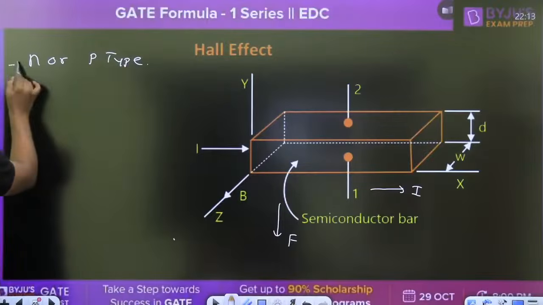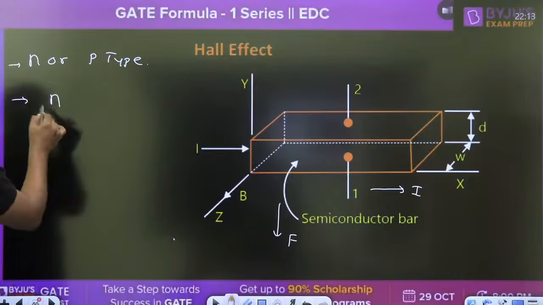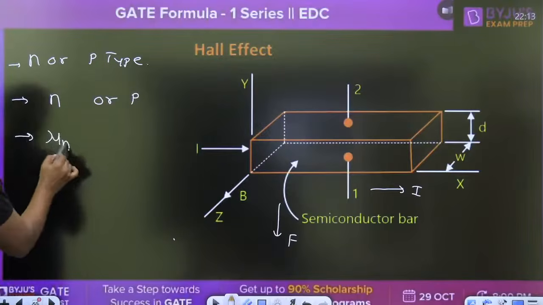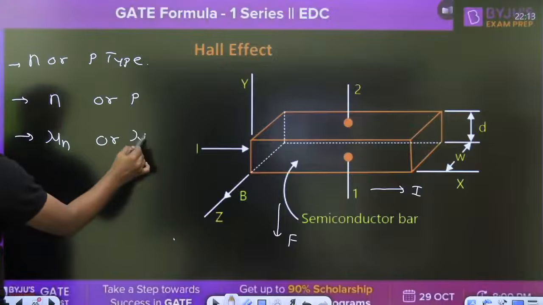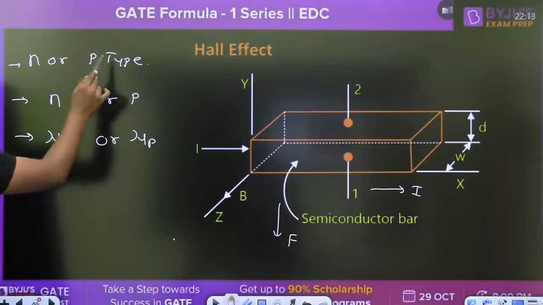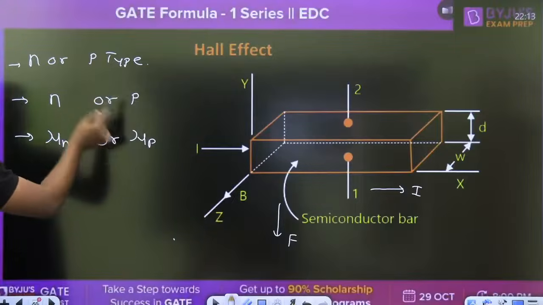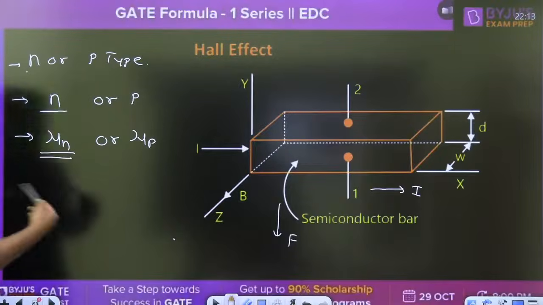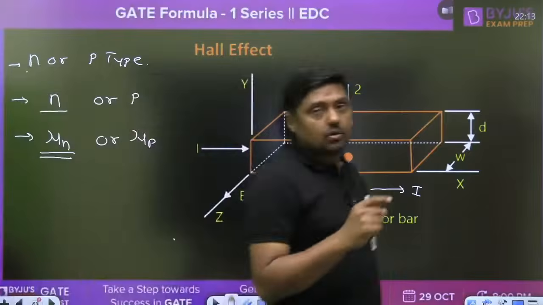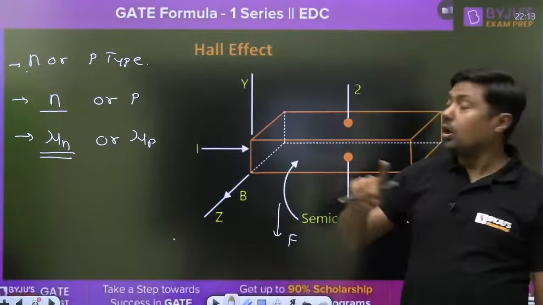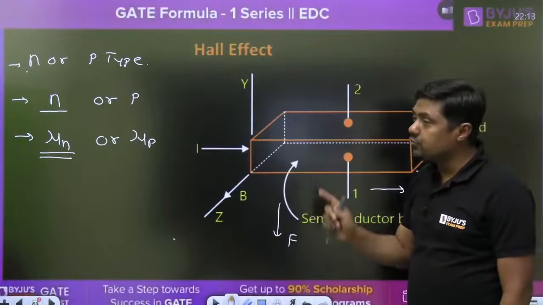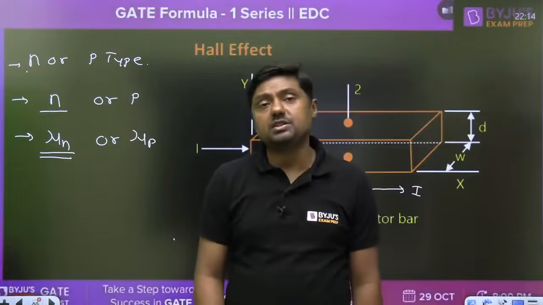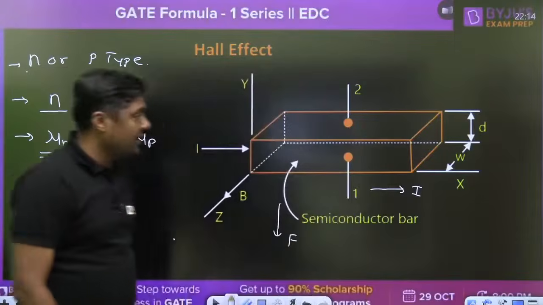We can also get the value of N, that is the concentration, or P. We can also find the mobility of majority charge carrier, that is mu N or mu P. If it is P type, then we can find P, then we can find mu P. If it is N type, then we can find the concentration as well as mu N, that is the majority charge carrier. Okay. Remember that it is not used for minority charge carrier. It is used for what? Majority charge carrier. We can find the mobility of majority charge carrier with the Hall effect.